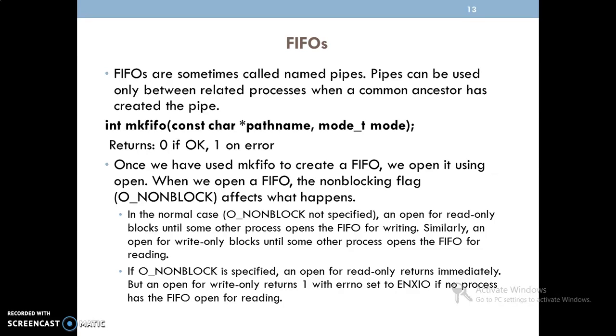Here the first one, FIFOs, as the name indicates, first in first out, are sometimes called named pipes. The reason it is called a named pipe is that this mechanism can be used between two processes that belong to different ancestors. That means process A belongs to one parent relationship and process B belongs to another parent relationship. Now we can interact by using IPC, by using FIFOs.